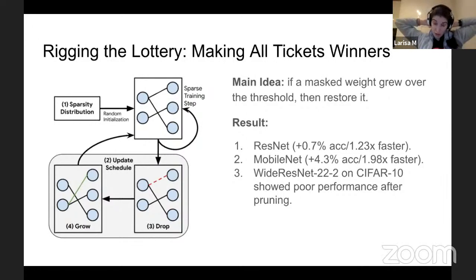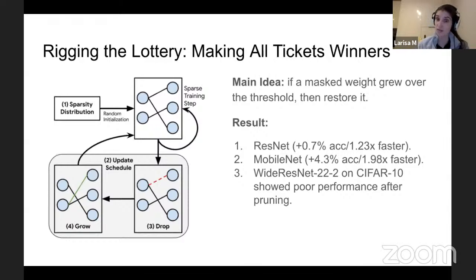How do the authors understand which weight is important? In fact, they don't stop training of all weights. And if at some moment some particular weight goes above some threshold value, it gets recovered. So yeah, this is how it works. Now we not only delete, but also rejuvenate some weights. And this actually showed a pretty interesting result.